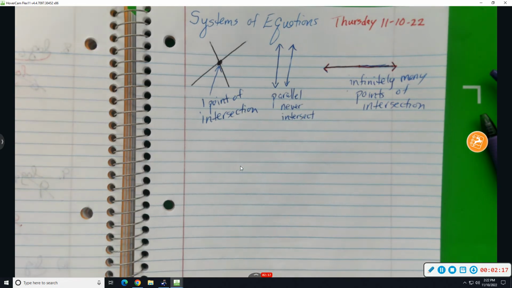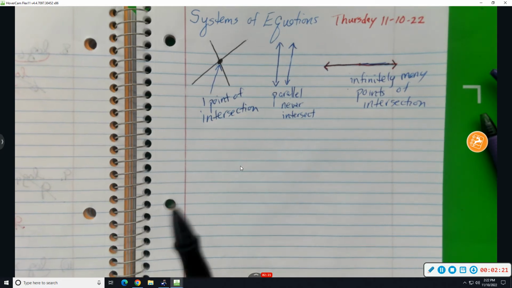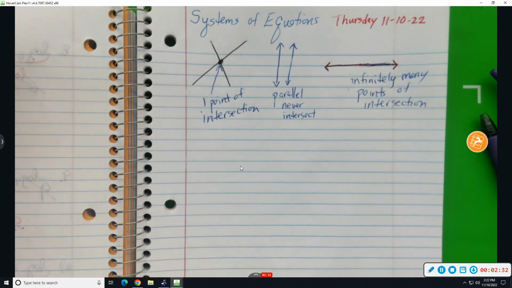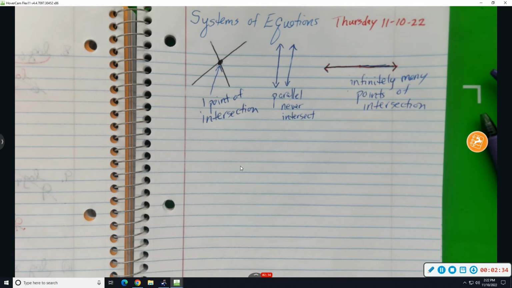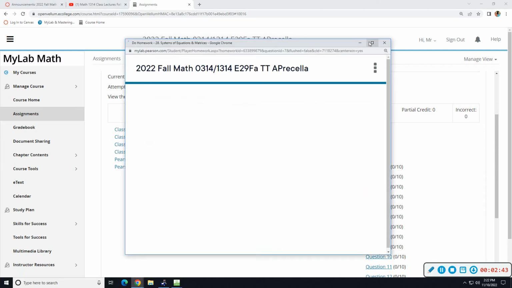And recall, you shouldn't be expecting any exponents. We're looking at lines, and lines have no exponents. So we're going to see a couple of methods for finding these points of intersection. The first method is something called substitution. I'm going to go ahead and go to the first problem and write it down.